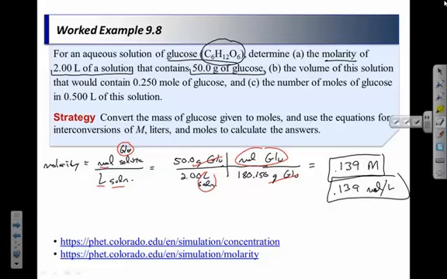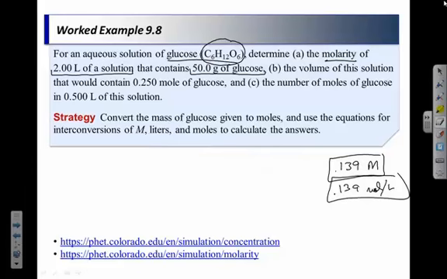Okay, so I've got this solution. What do I see? Well, molarity is one unit per another unit. That's a relationship. So if I have this solution at this concentration with this molarity, I can use that as a relationship to solve problems like problem B, which is if I want to know the volume of the solution, if I wanted it to contain 0.250 moles, I can use this as a relationship between moles and volume. So how many liters of solution do I need to make 0.250 moles of glucose?